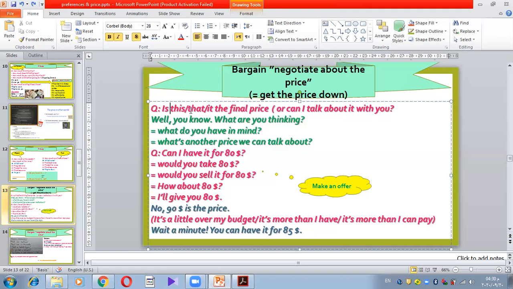So let's have a look at this. If you are going to buy a jacket and you find that it is expensive and you don't know if there is bargaining or not, you can ask this question: is this the final price, or can I talk about it with you? The salesman is going to say, well, what are you thinking? It means you can bargain, you can say a lower price. Or what do you have in mind? What's another price we can talk about?